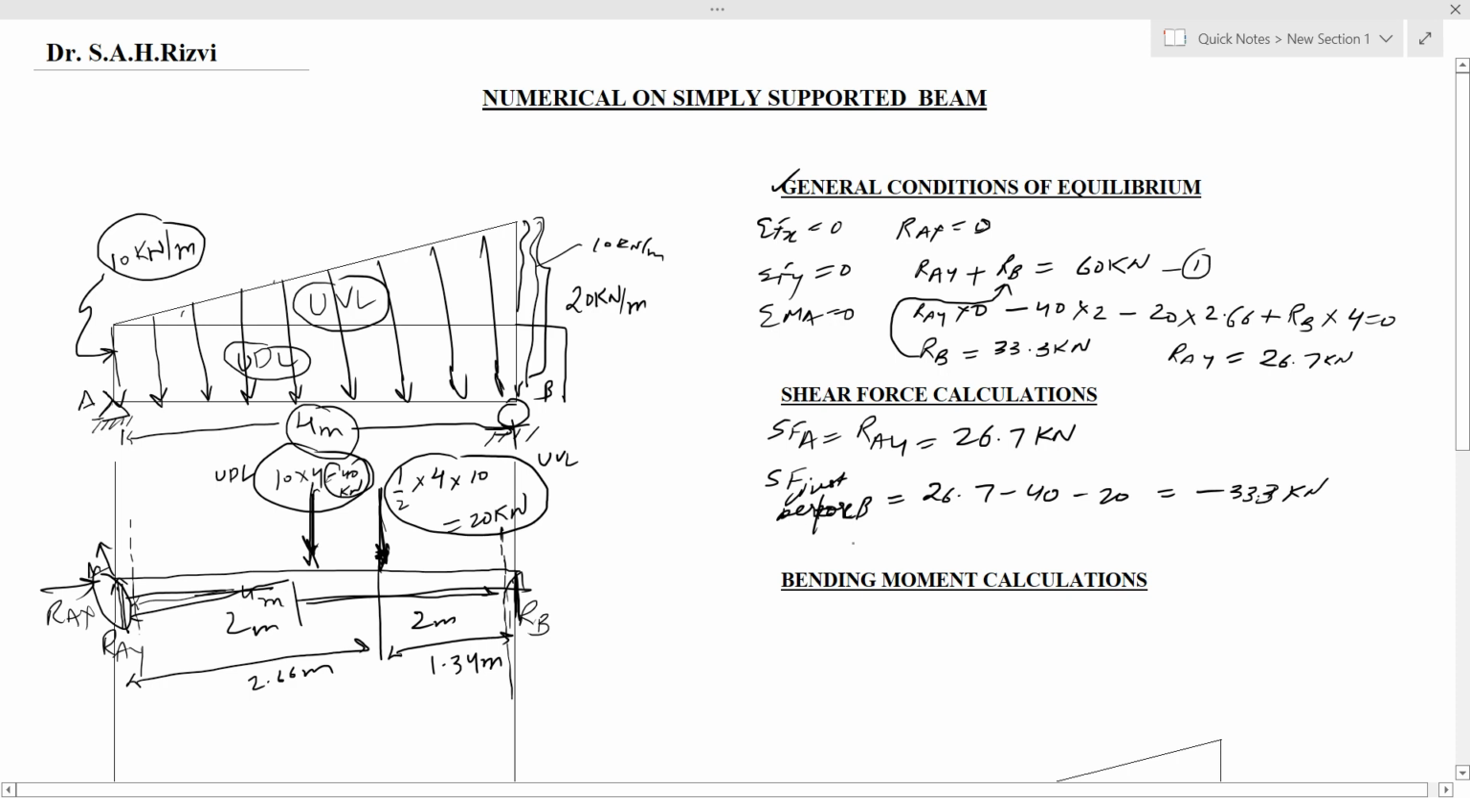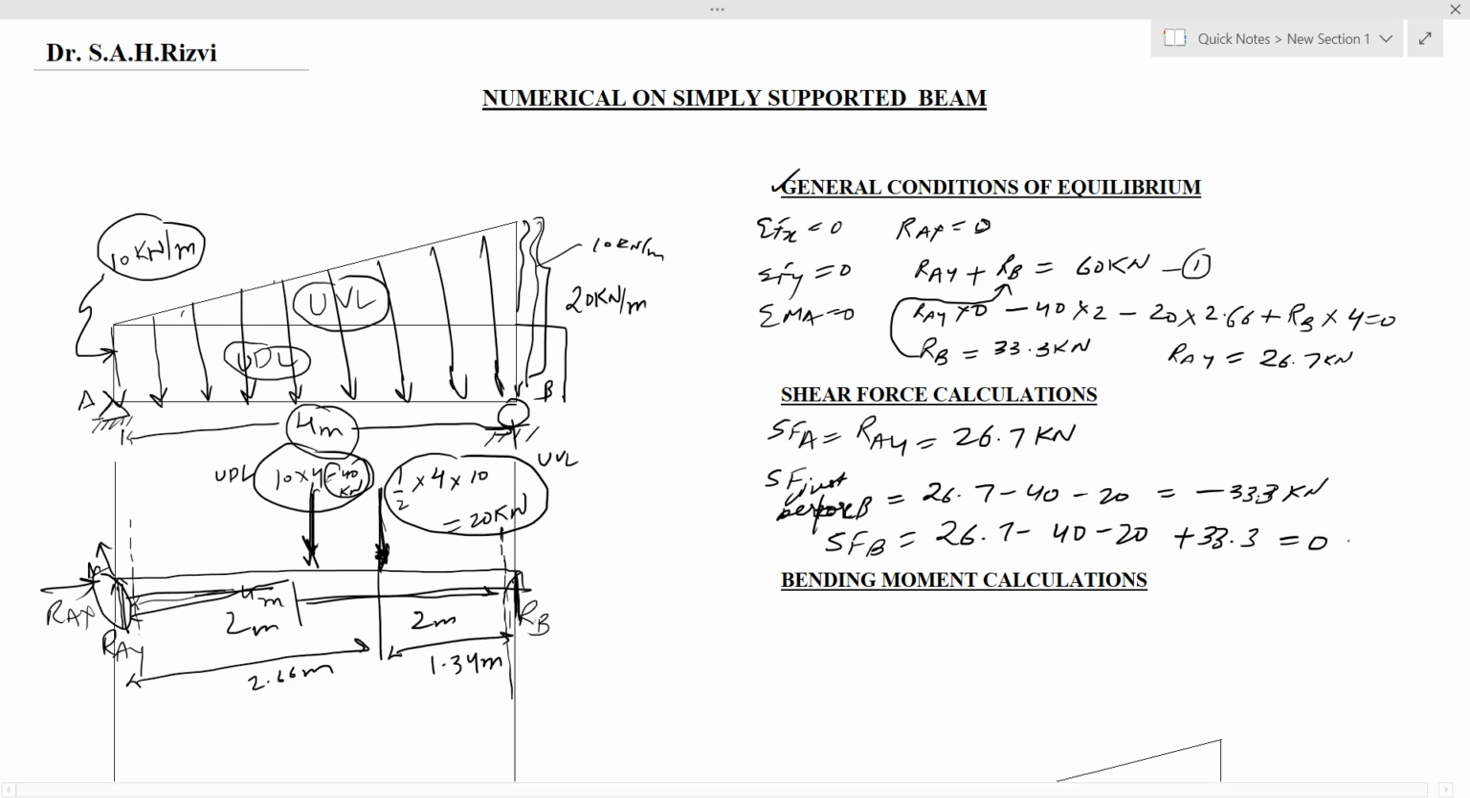Now we will find the shear force at point B. Shear force at point B will be 26.7 minus 40 minus 20 plus 33.3 of RB, which equals 0. The shear force at the final point must be 0, so our calculations are correct.